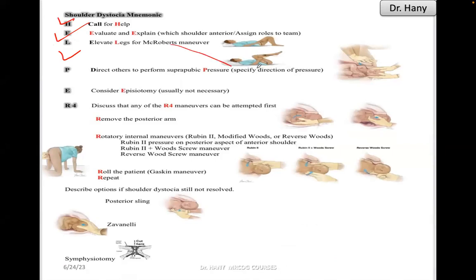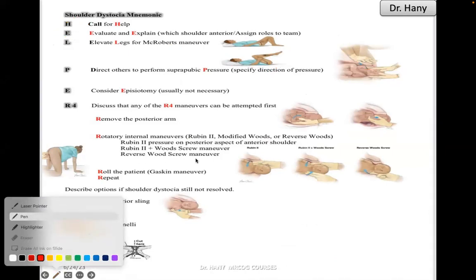Remove this pillow and put the woman flat and bring her to the edge of the bed. You see, this is the axial traction. Not excessive force, axial traction. Not upward, not downwards. And this is the suprapubic pressure in the direction of the pelvis. And it should be from here, from the back. The baby is looking here. So from the back to reduce the diameter of the shoulder.